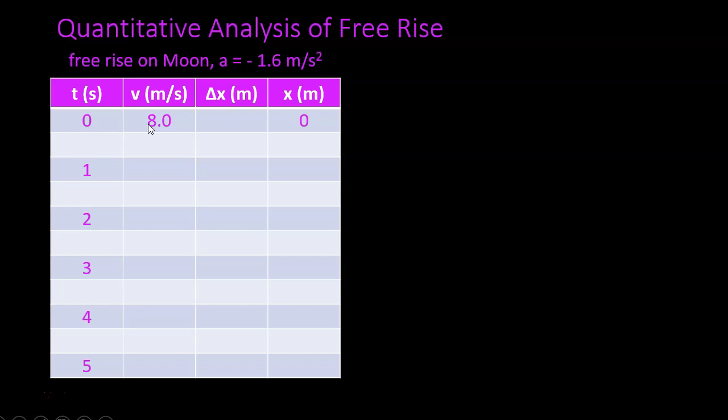So at time 0, we have an initial velocity of 8 meters per second in the positive direction and a starting position of 0 meters. The acceleration on the moon is 1.6 meters per second squared in the negative direction. Pause the video and take a few minutes to complete this table. All finished? Let's see how you did.